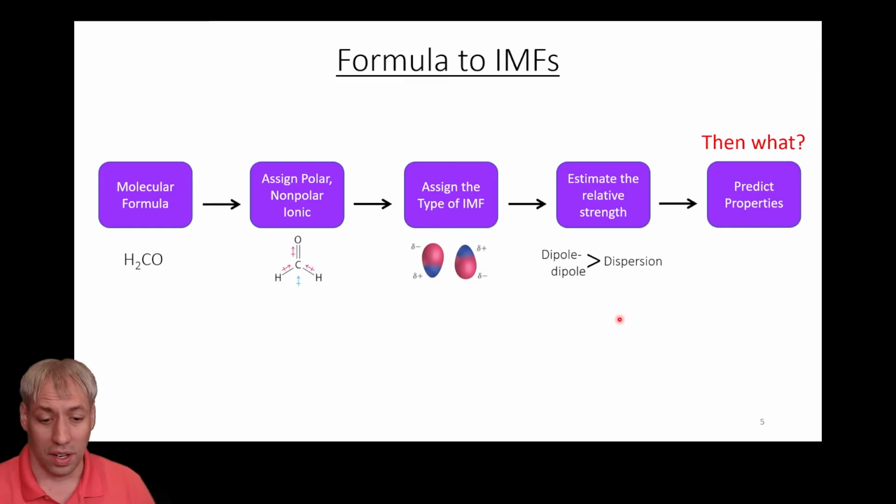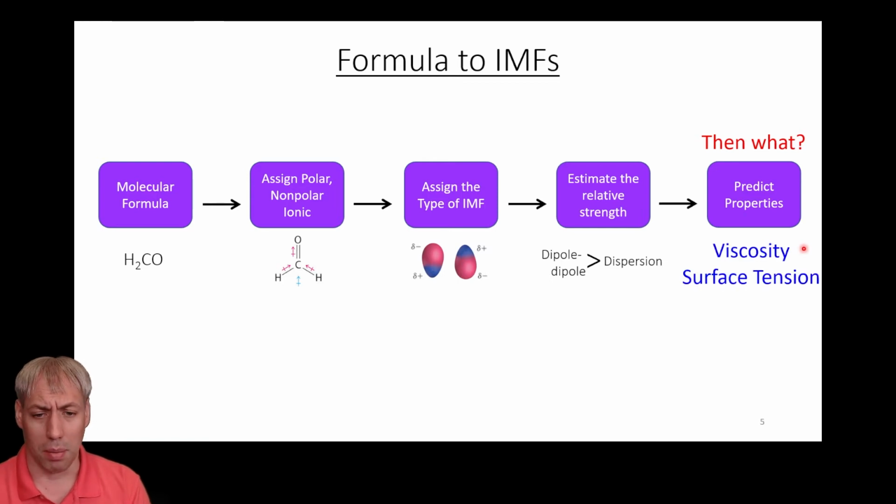That's what we do in the sciences. We want to understand a system well enough to predict it and ultimately use that prediction for some ends that we want to justify. So we're going to try to predict properties based on these intermolecular forces, going from a molecular formula to actually comparing different molecular formulas and making a prediction about their properties.